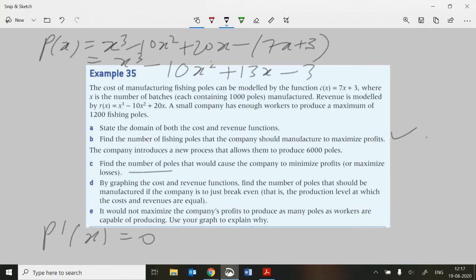So it says find the number of poles that would cause the company to maximize profits or maximize losses. Now, the important thing here is that it's possible that you're getting this, obviously this x cubed graph. Maybe you're getting something like this coming out. I'm not sure where the top and the bottom are. Now, maybe up until 1.2, we had something like this, and there was our maximum point. And it might be that now we're extending to 6,000, that maximum turning point is no longer the highest point. It's quite possible that this point at the end is our maximum point.